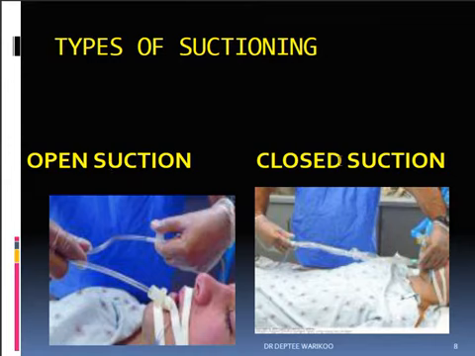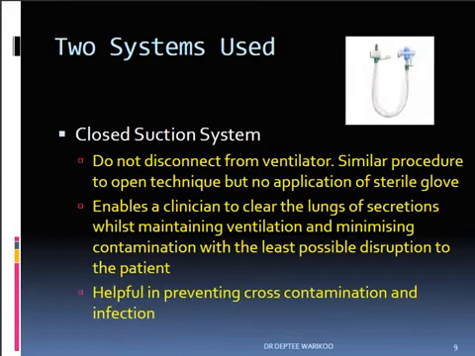There are two basic types of suctioning, closed suctioning and open suctioning. First we can see the loop of the closed suctioning system. This does not disconnect from the ventilator. It is a similar procedure to the open technique, but no sterile glove is used. It enables a clinician to clear the lungs of secretion whilst maintaining ventilation and minimizing contamination with the least possible disruption to the patient. It is very helpful in preventing cross-contamination and infection.